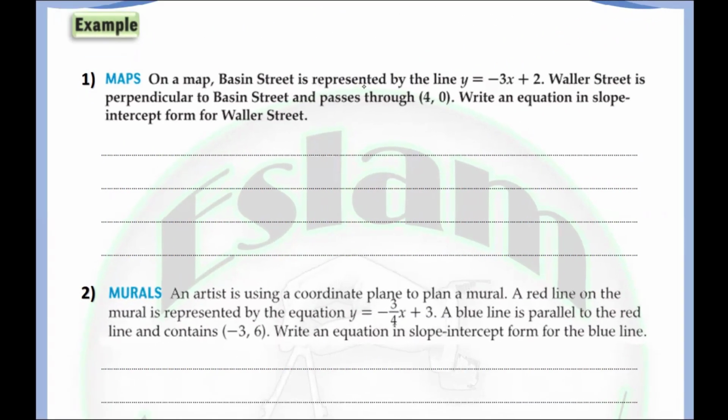On the map that we have now, we have a line represented by the equation y equals -3x plus 2. What do you know about -3x plus 2? It is an equation of a line in slope intercept form.